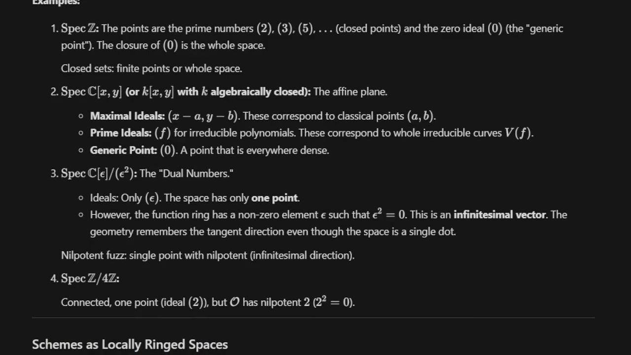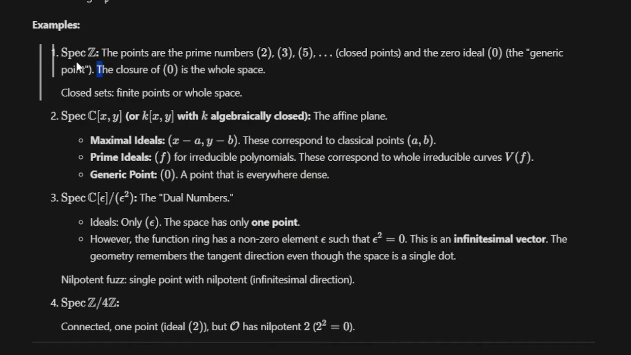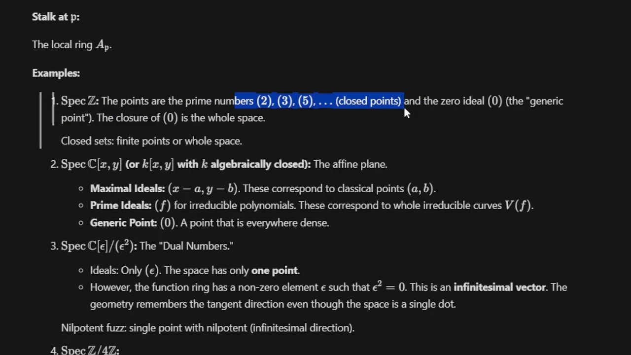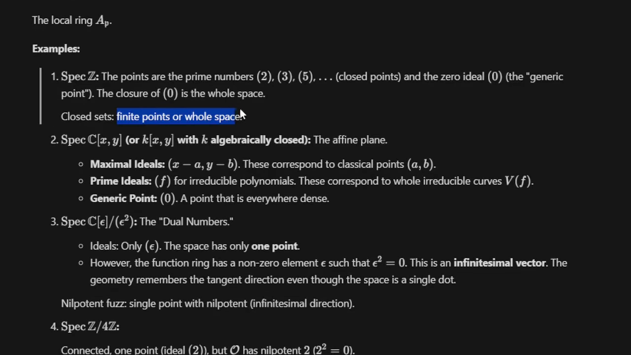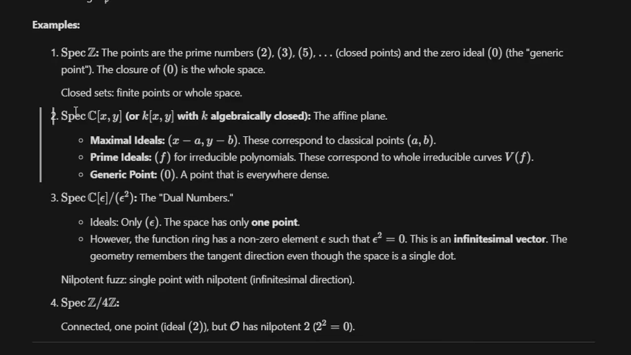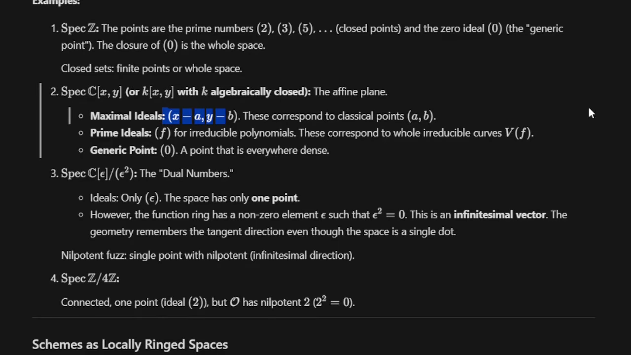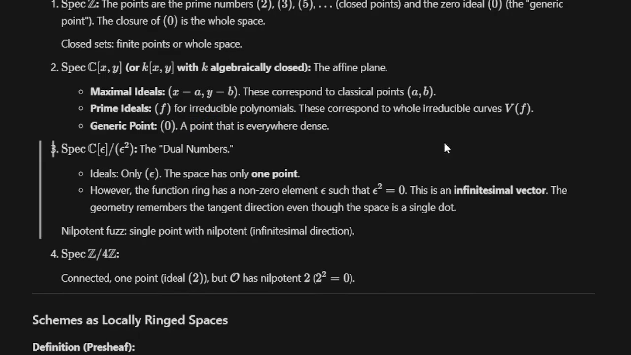can define different topologies. So if we consider the spectrum of the integers, the points then on the Zariski topology are the prime numbers, or closed points, and the zero ideal, which is the generic point, and the closure of zero is the whole space. The closed sets then would be finite points, or the whole space. The spectrum of the complex numbers on interval x, y, or we could say k with some k algebraically closed, this would be called the affine plane. And in the plane, the maximal ideals here correspond to classical points. And then of course we would get prime ideals for irreducible polynomials that then correspond to the whole irreducible curves. The generic point is a point that is everywhere else.